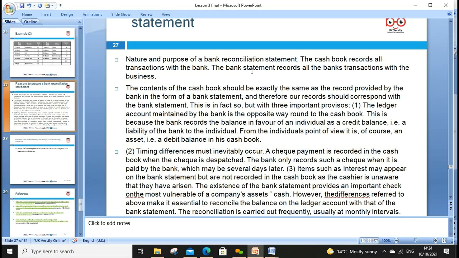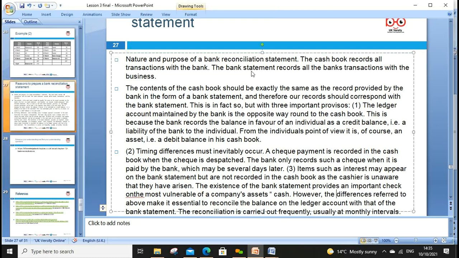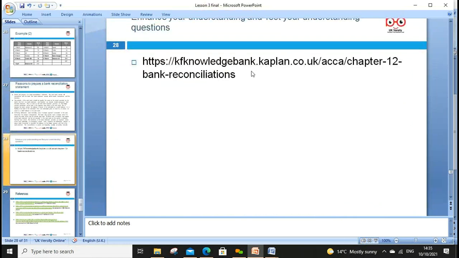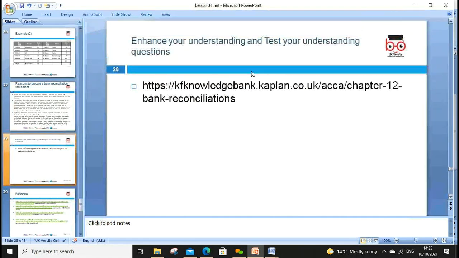Okay, so what is the nature and the purpose of the bank reconciliation? The cash book records all the transactions with the bank, and the bank record should match those transactions. The contents should be exactly the same as provided in the bank statement. That helps the ledger account maintain the bank balance against the cash book. The cash balance goes in the balance sheet, and the charges, like bank charges, go in the profit and loss. That helps us prepare the profit and loss account and the balance sheet as well. We do this bank reconciliation internally.